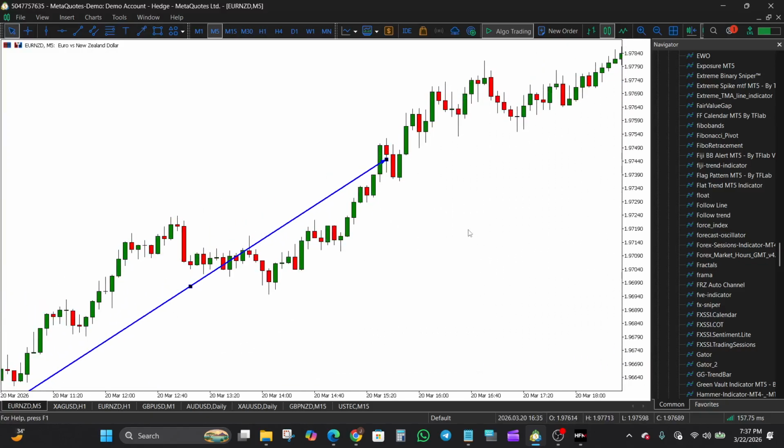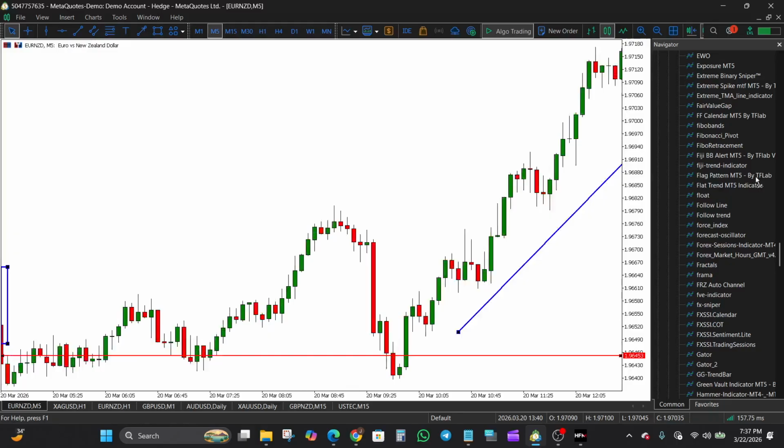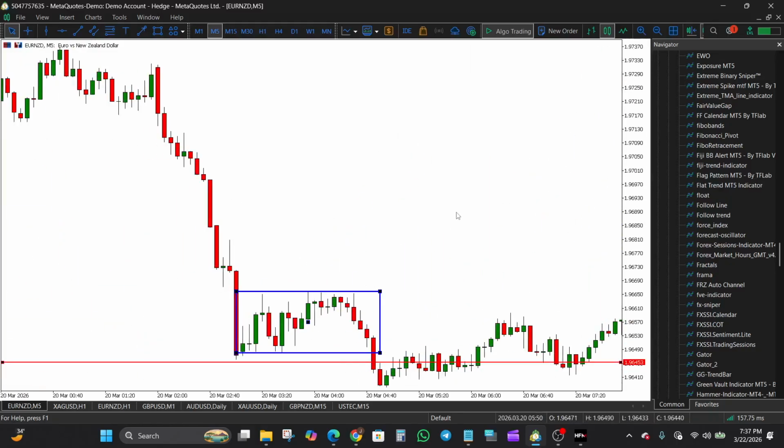So the first step in the model is liquidity formation. This usually happens when price moves sideways, or creates equal highs and equal lows. Now, during this phase, many traders place stop losses in obvious areas, which creates a pool of liquidity in the market.